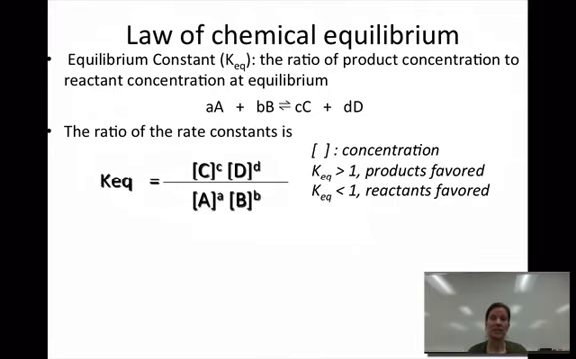If your Keq is less than 1, that means your reactant is favored, because to get a ratio that's less than 1, the denominator has to be really big. And the denominator is the concentration of reactant, so that means the reactants have a greater amount being produced, and that is favored.